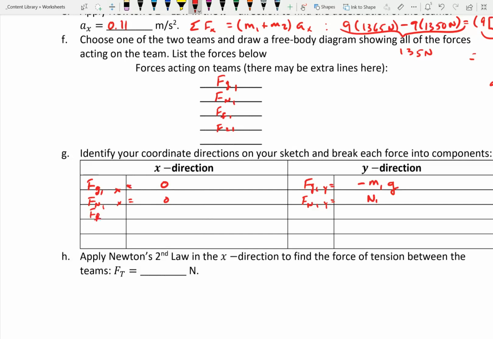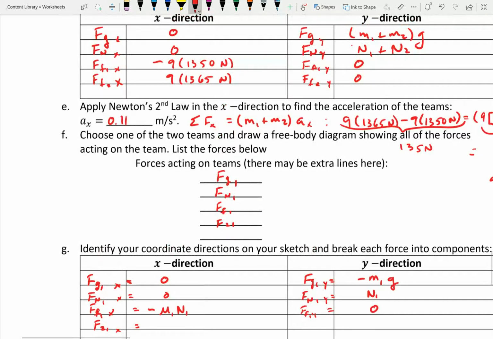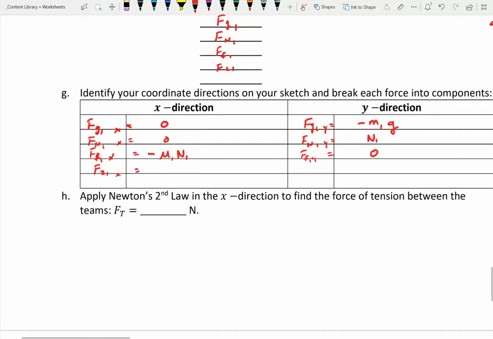Force friction 1 in the x direction is equal to, and if you look at the picture, force of friction was in the negative direction, so minus mu1 normal 1. In the y direction, force friction 1y is equal to 0. And finally, force 2 on 1 in the x direction is equal to, no, we didn't find that, is equal to unknown, so call it A. And force 2 on 1 in the y direction is equal to 0.